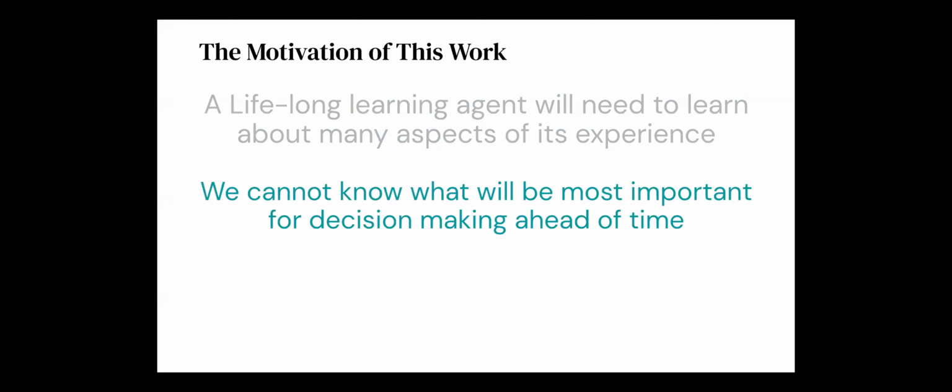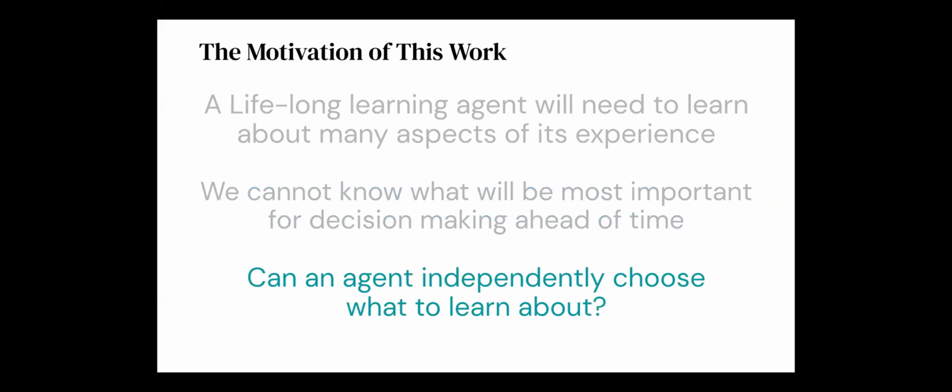And as per the topic of this conference, for large environments, for real world environments especially, we as designers cannot know what will be most important to the agent for decision making ahead of time. There might be non-stationarity, as Yelena was talking about, or simply the world might be something that we cannot model. Certainly physics hasn't solved the modeling problem of the real world yet. So can an agent independently choose what to learn about through a meta-learning process?